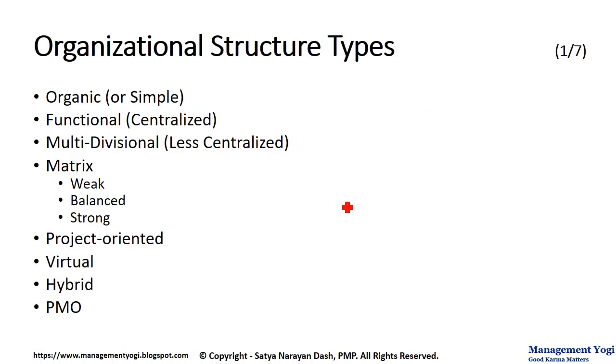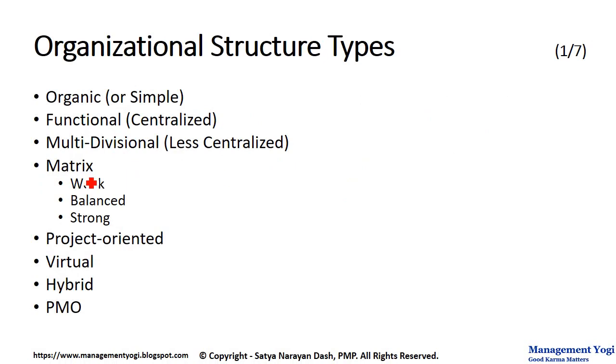Now, these are the organizational structure types we have available in the latest edition of the PMBOK guide. One is organic, the other name is simple organization. Second is functional. This is also called a centralized structure. Multidivisional, which is less centralized.